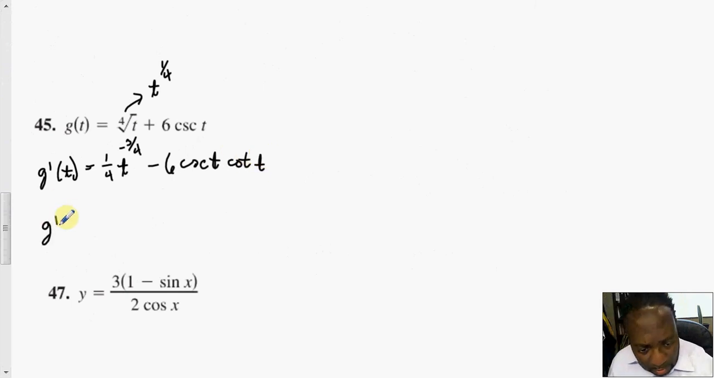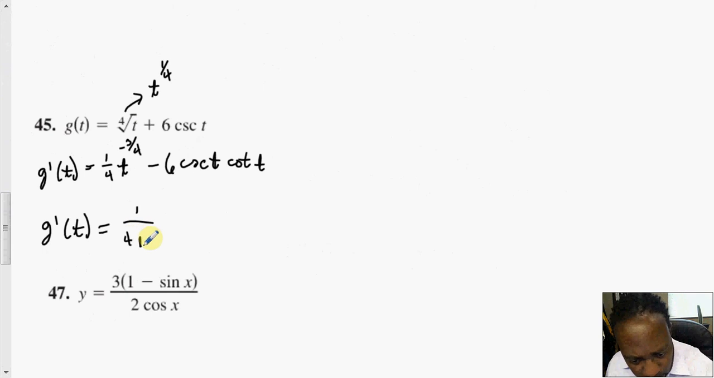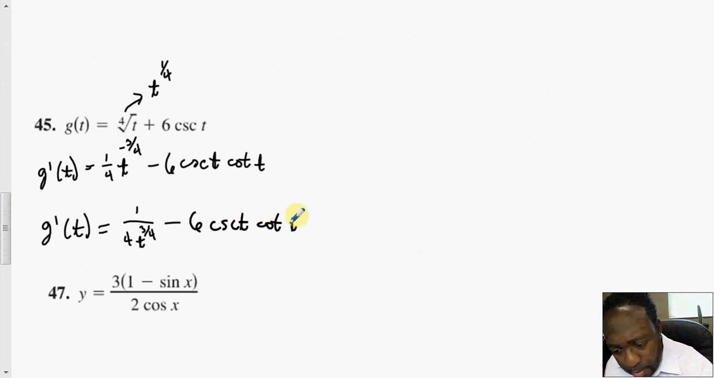Now you can fix that up, if you will, and write this as 1 over 4 times t to the 3/4, minus 6 times cosecant t times cotangent t.